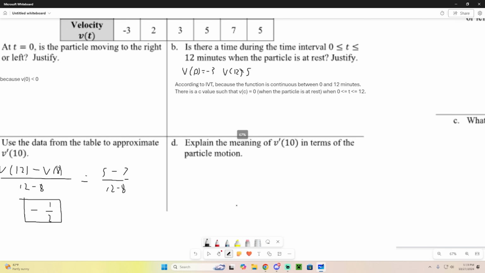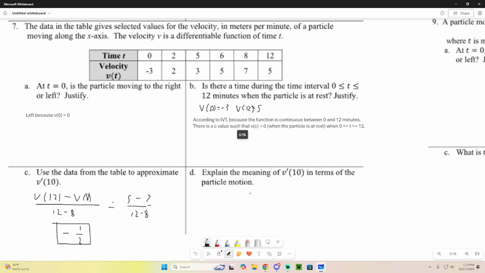Explain the meaning of v prime of 10 in the context of this problem. When we're taking the derivative of velocity, that's the acceleration, so that means the particle's acceleration at t equals 10 is -1/2 meters per minute squared. That's it. There we go.